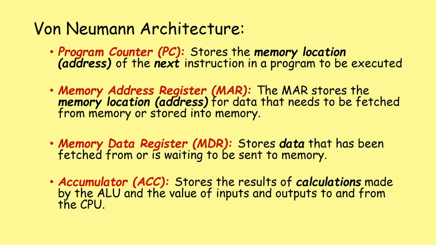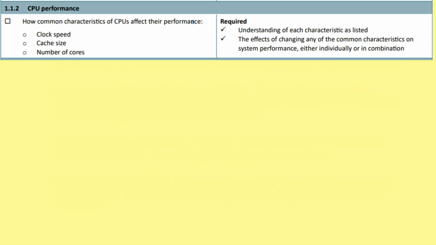Memory Data Register, MDR, stores data that has been fetched from or is waiting to be sent to memory. Accumulator, ACC, stores the results of calculations made by the ALU and the value of inputs and outputs to and from the CPU. We're moving through this at a pace. Let's have a look at Unit 1.1.2, CPU performance.